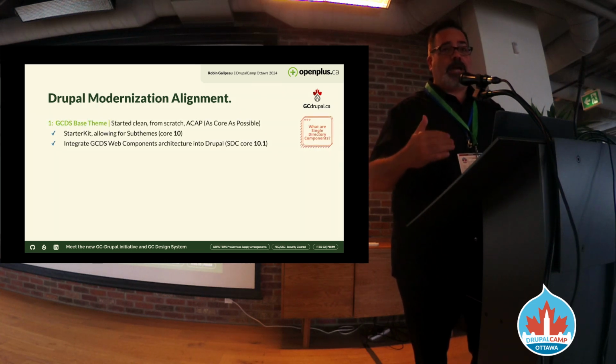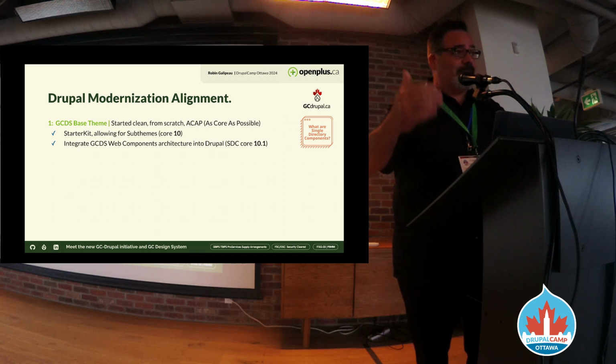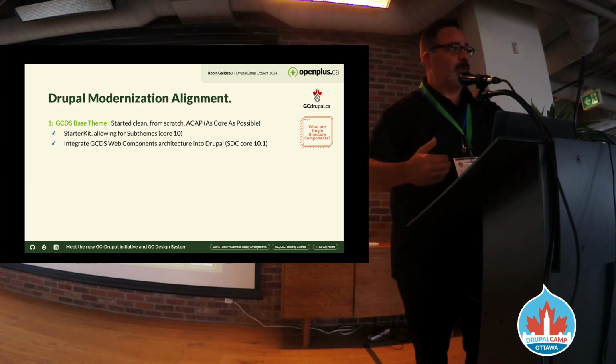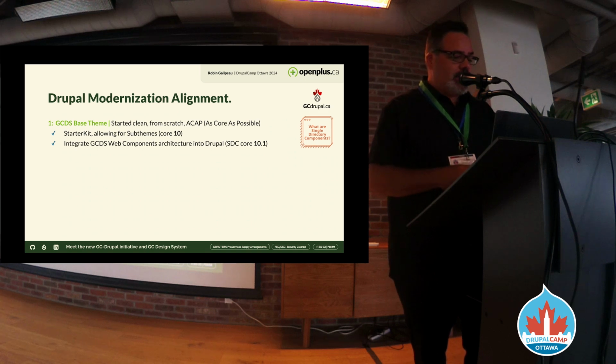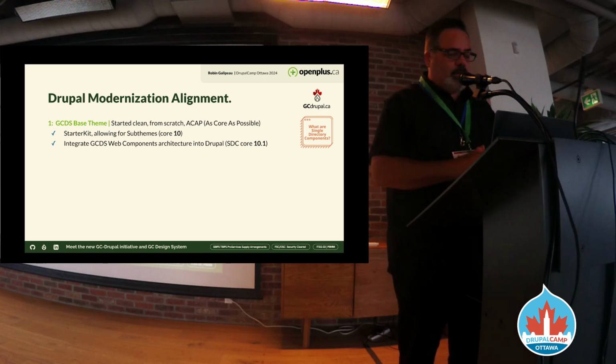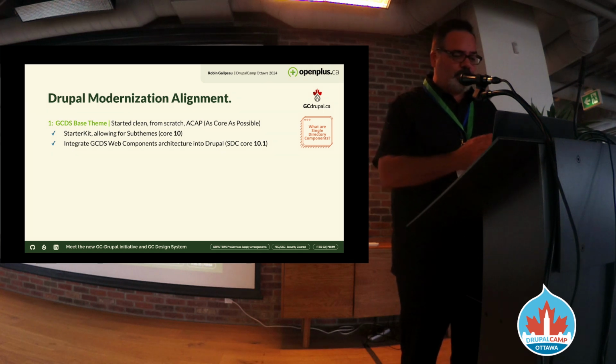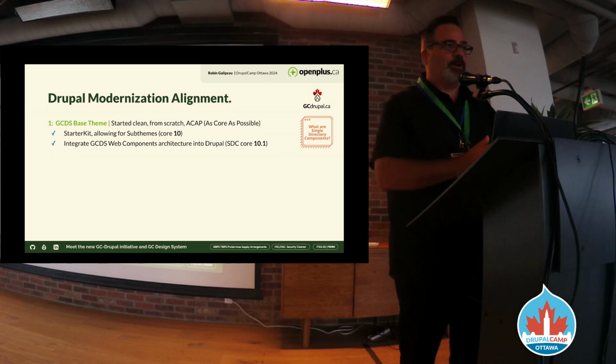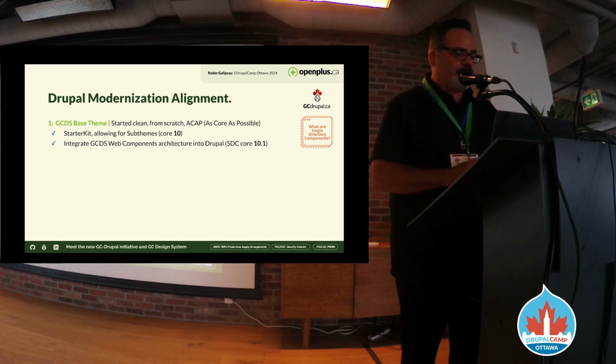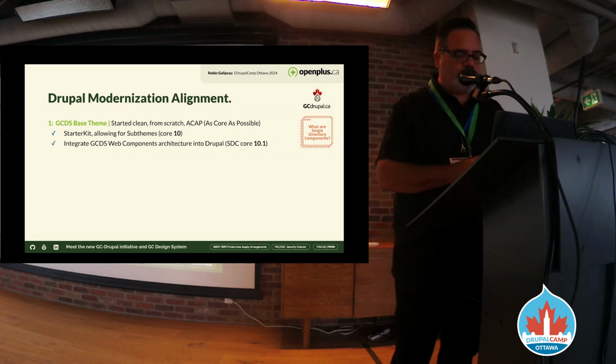And the timing is rather good because Core is making really good decisions for us and we get to align with it better. So step one, evidently we wanted to do a base theme. We didn't want to carry any luggage wherever we could, so I'm coining this ACAP model of as core as possible to come out of the gates. We started off with a starter kit, and we wanted to support sub-themes, right? Which is basically new out of Drupal 10.